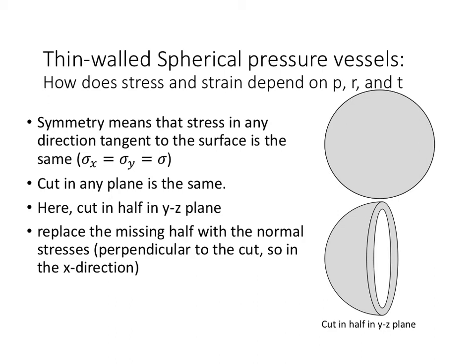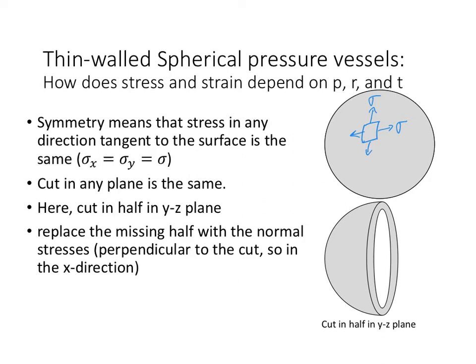So to calculate how stress and strain depend on the pressure, the radius, and the thickness, we'll start with spherical pressure vessels. Because of symmetry, we can take any little element on the surface of the sphere oriented in any direction, and the stress in these two directions should be the same. So we'll just call it sigma, and that refers to the plane stress. And I say plane stress because no matter where we take on the sphere, if we take a small enough element, we don't see the curvature of the sphere and it looks effectively like a plane.